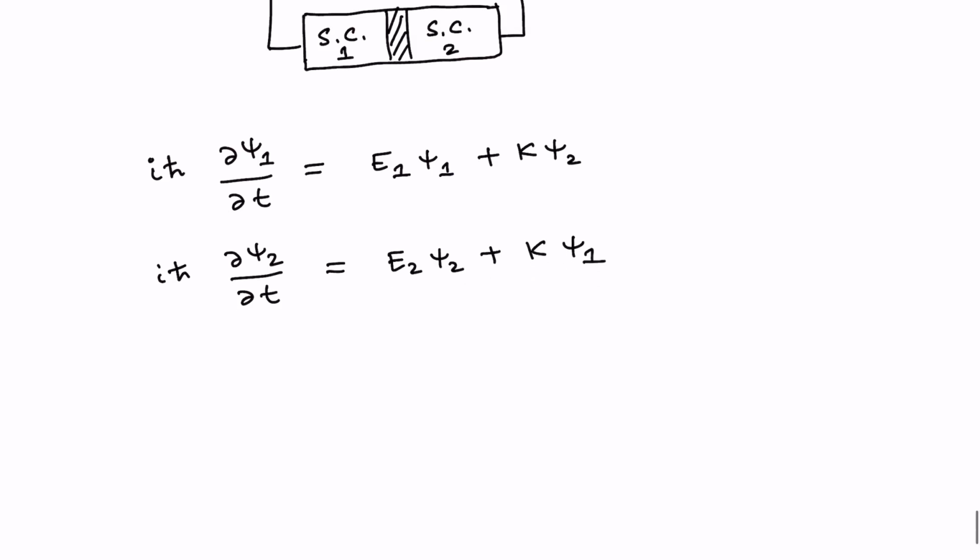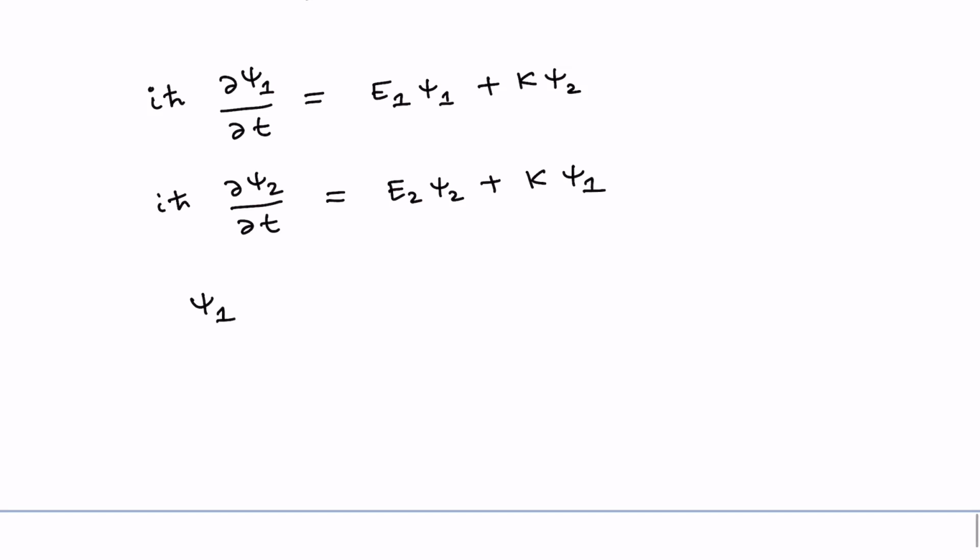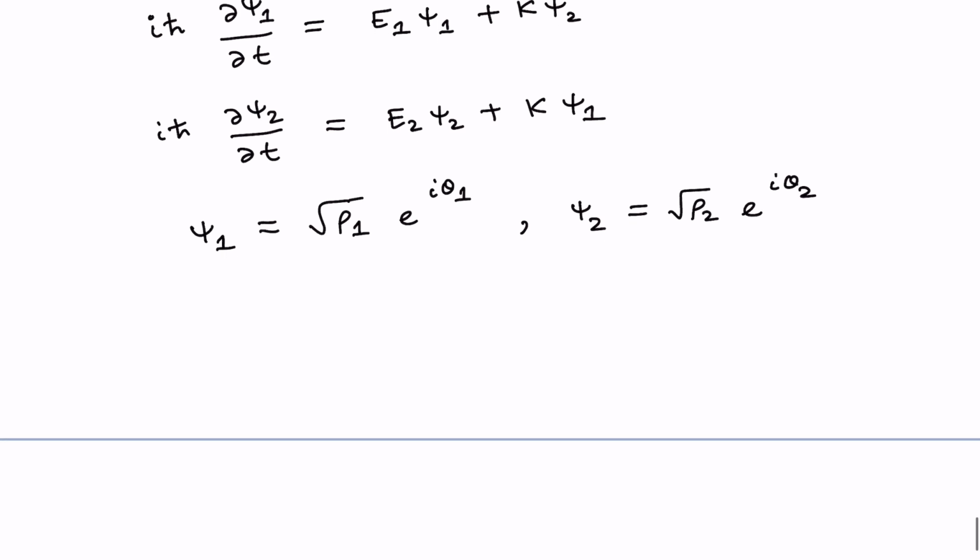This we have written in the last class, and ψ1 is equal to root ρ1 e to the power i θ1, where ρ1 is the density of Cooper pairs in the first superconductor and θ1 is the phase in the first superconductor. ψ2 is similarly root ρ2 e to the power i θ2. ρ2 is the Cooper pair density in the second superconductor. θ2 is the corresponding phase.